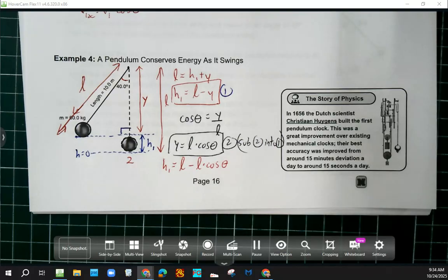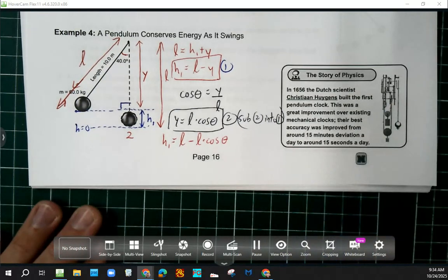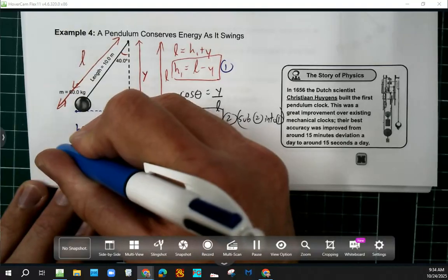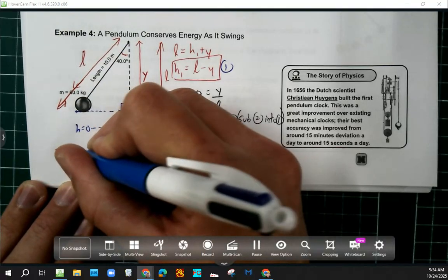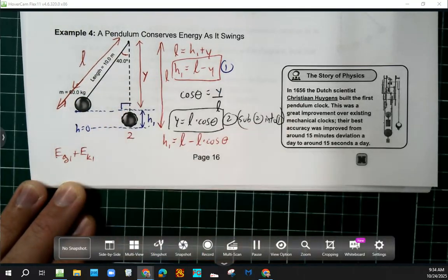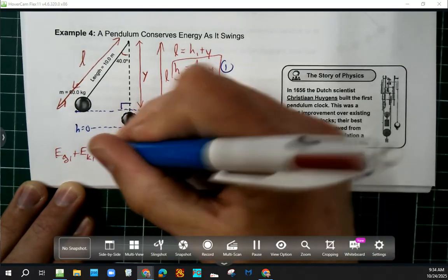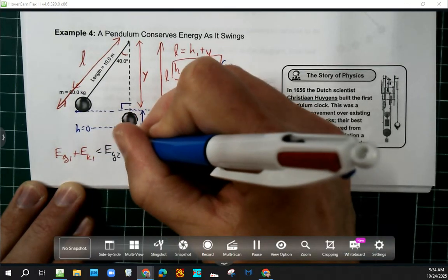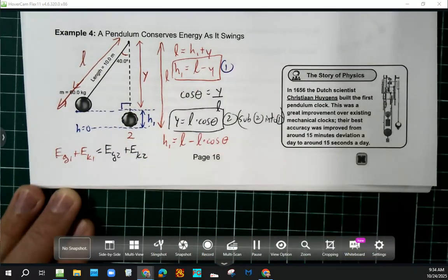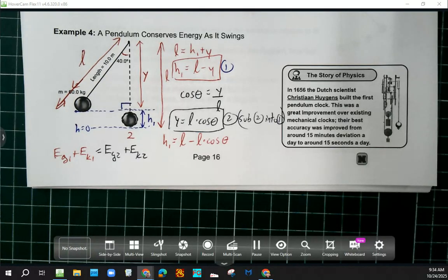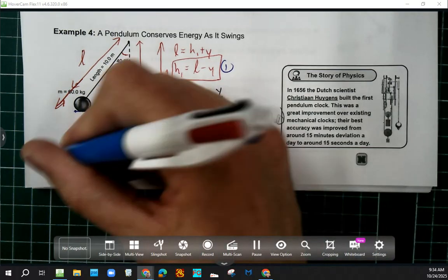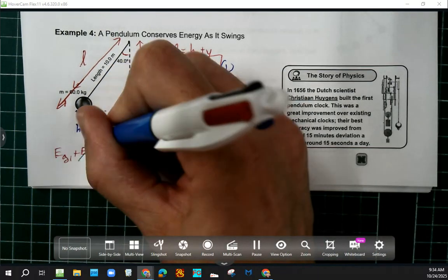Now, once I do that, for this particular object, I could say, hey, look, EG1 plus EK1 equals EG2 plus EK2. If I've already defined position 2 as the 0 height, EG2 is 0. If I start my pendulum from rest, or if I start it from motion, I can deal with this, but I'm just going to say if I start it from rest, EK1 is also 0.